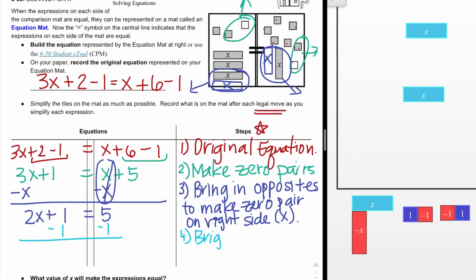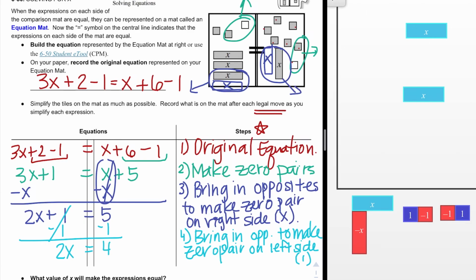Oops, that's break. Bring in opposites to make 0 pair on left side. And this time it was for the 1 unit. Okay, so that way this becomes a 0 on the left, and I'm left with 2x equals 4.